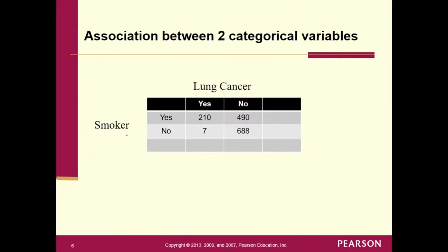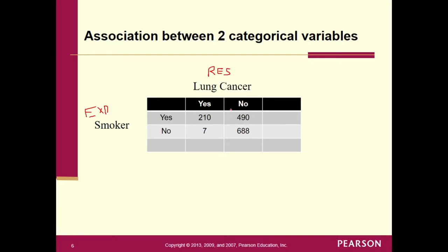I told you we're going to set this up in a table, so remember the explanatory is going to go over here. Let me just put EXP for explanatory. So were you a heavy smoker or not? And then this is the response, and the response here, unfortunately, is lung cancer. Those are the columns.